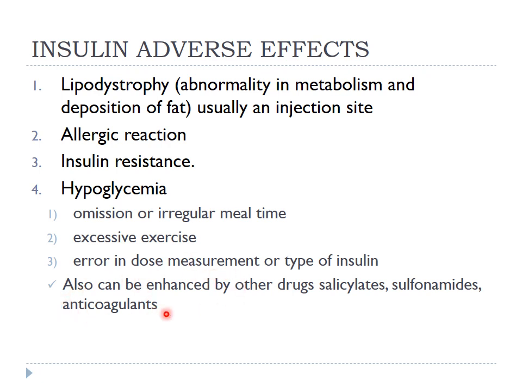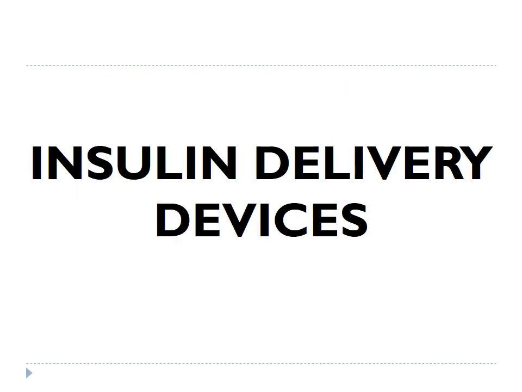It can also be enhanced by some other drugs: aspirin, sulfonamides, and anticoagulants can actually enhance its effects. And sulfonamides is important because when we talk about a drug that is for type 2 in the next lecture, guess what? Those drugs that help us to drop our blood sugar in type 2 diabetics are sulfonamide-based, sulfa-based drugs. Any sulfa-based drug is a sulfonamide. It will actually enhance the effect of insulin.